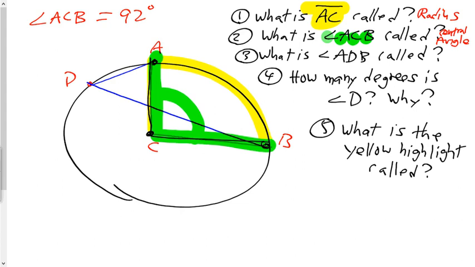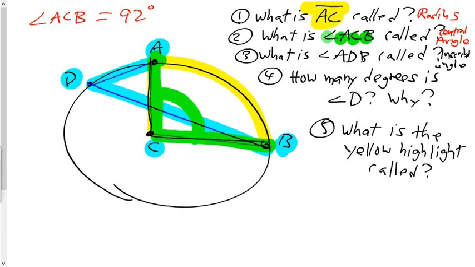Angle ADB, if I grab my highlighter, I'll use blue this time, A to D to B, is connected to those same A and B points, isn't it? Just like the middle point was connected to A and B, A and B is also connected to point D. The name of that angle, Isaiah, is called the inscribed angle. Inscribed angle.